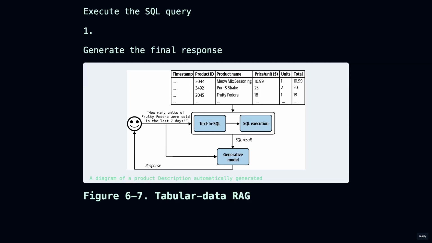This figure shows the tabular version of RAG. It makes clear that the retrieval step may actually be a query over a database schema rather than a vector search.